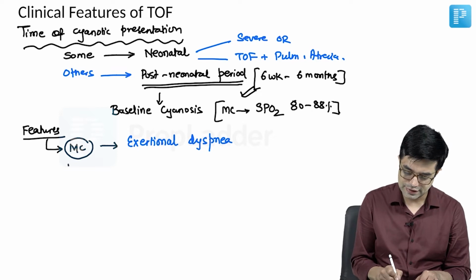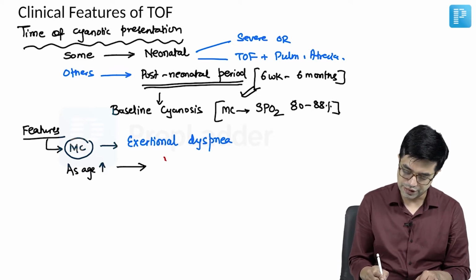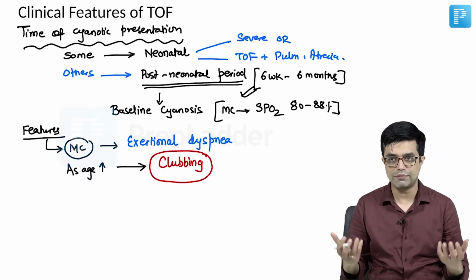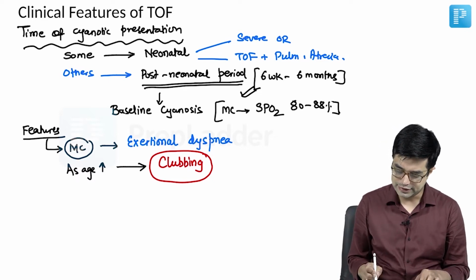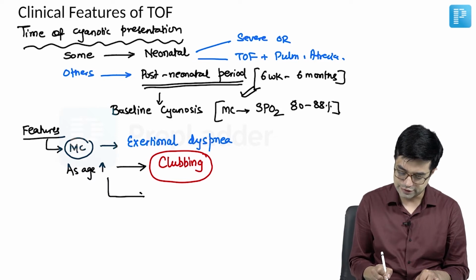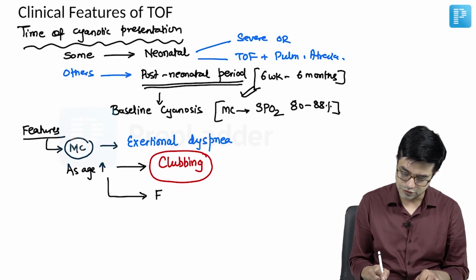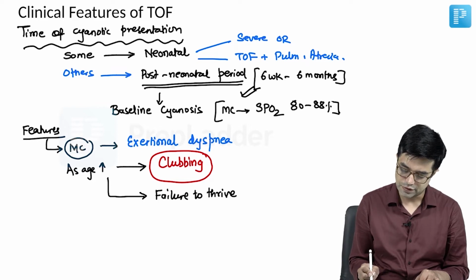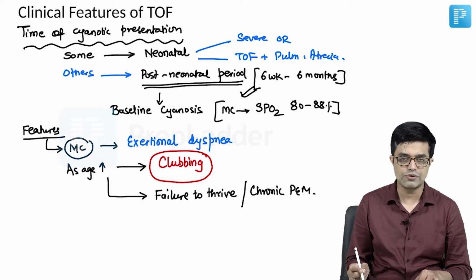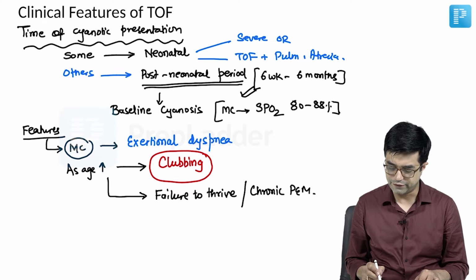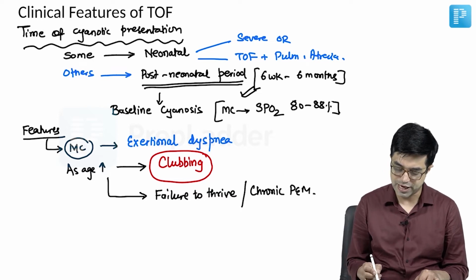As age advances, these patients will develop clubbing as well. Clubbing of the digits will develop. Clubbing of the digits, they can develop in the fingers also, they can develop in the toes also. And other than that, these patients will, as age advances, they will also develop features of failure to thrive. Malnutrition features will appear, or chronic malnutrition, because it is a hypoxic state, tissues are not receiving oxygen, hypoxemia, so there will be failure to thrive and chronic protein energy malnutrition.